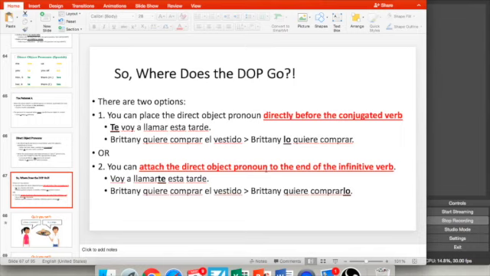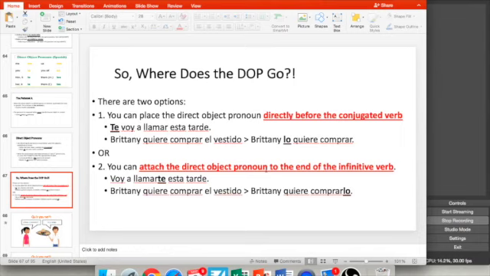Two options. Put it in front of your conjugated verb. Brittany blank quiere comprar. In this case, quiere is my conjugated verb, so I'm going to put my object in front. Brittany, it wants to buy. Brittany lo quiere comprar. Now, if you don't like it like that, you can attach it to the infinitive as well. You can say that Brittany quiere comprarlo.